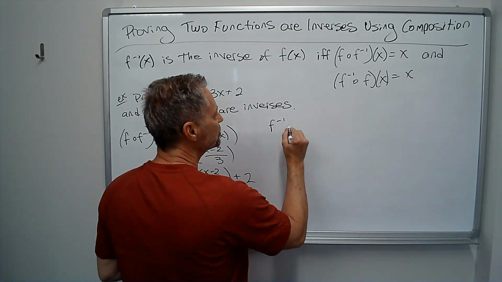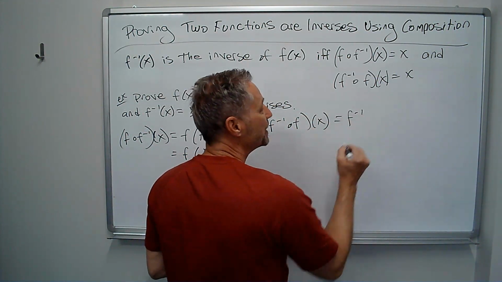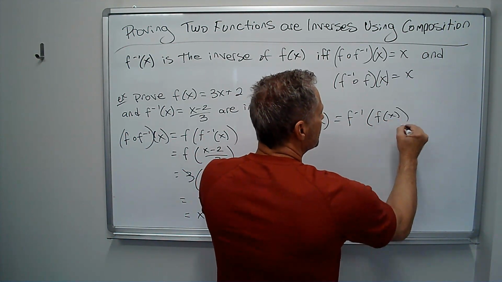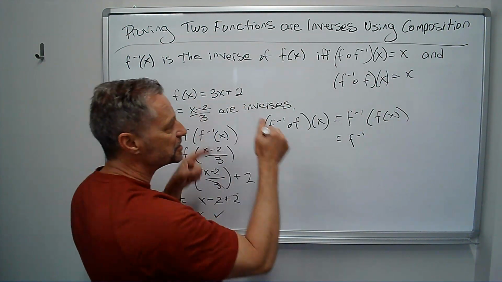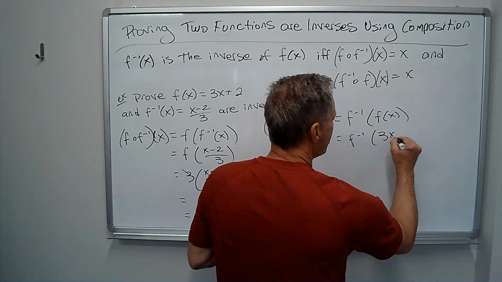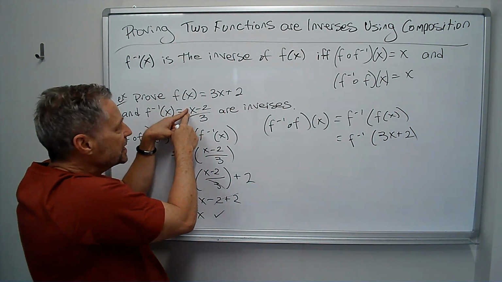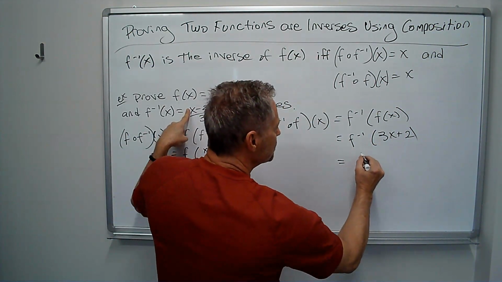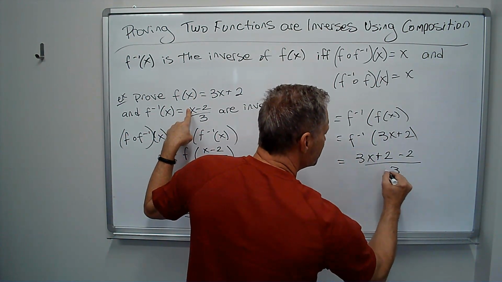f inverse of f of x. By definition, remember that's f inverse of f of x. And what's f of x? Well, f of x was 3x plus 2. Now I'm going to take that and plug it in here for x. So I'm going to get that, and then I'm going to go minus 2 divided by 3. So it's this stuff, and then I go minus 2 divided by 3.